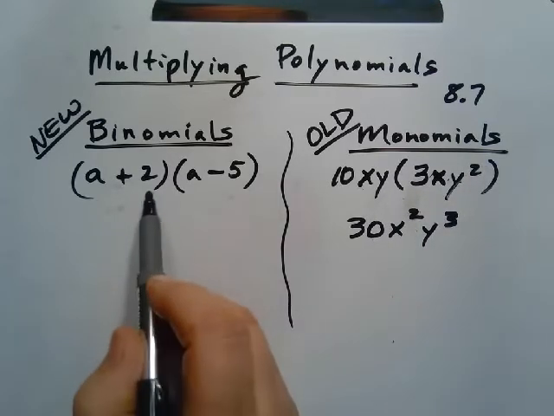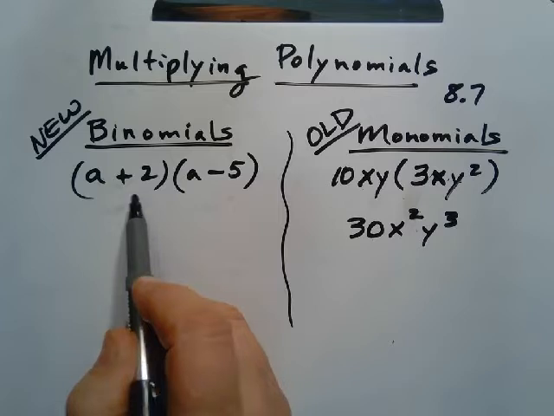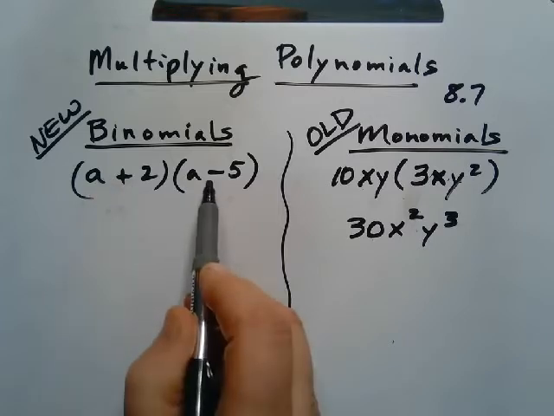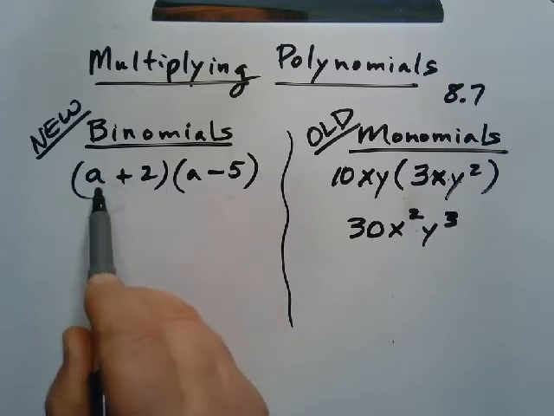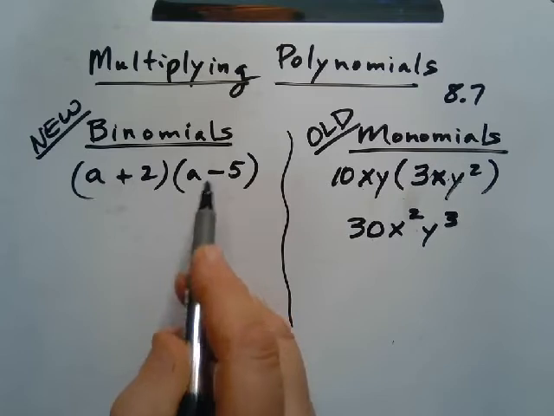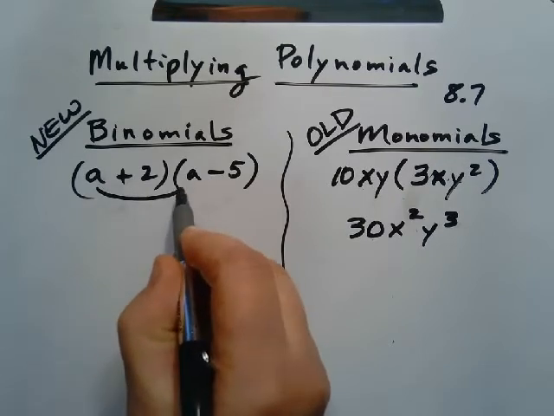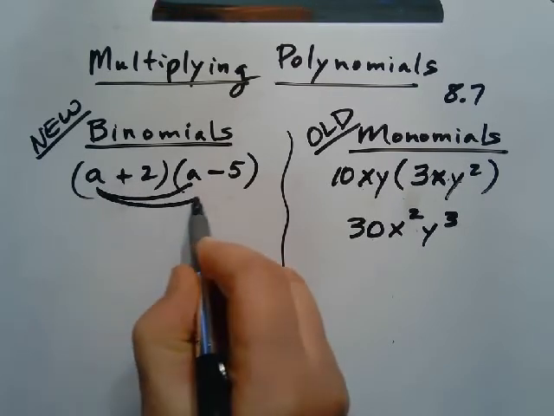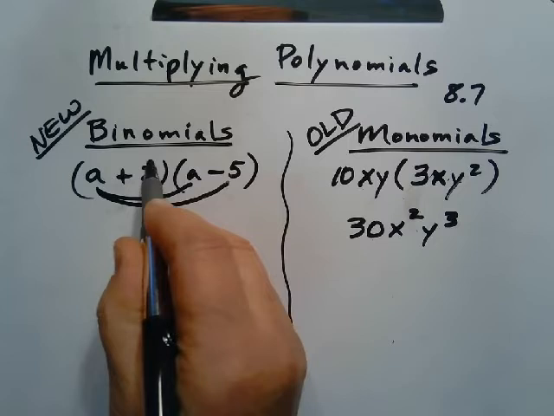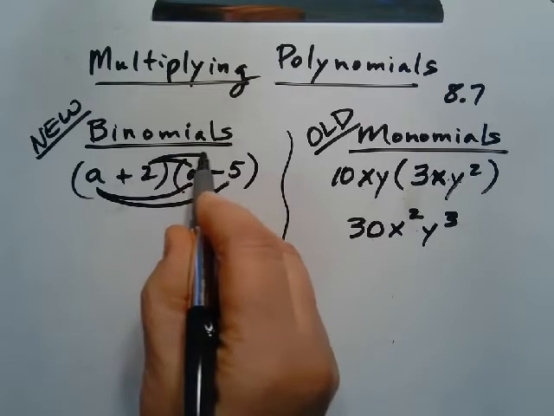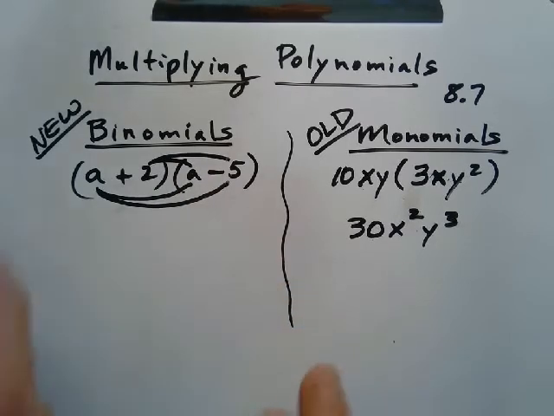But now with binomials, what we're going to find is that every term in here has to get multiplied times every term in the other one. So these two get multiplied, and these two get multiplied, and these two, and these two. Now let's show you why this works. We've been doing this since the beginning, when you were learning to multiply numbers. Let's take a look at why it works.